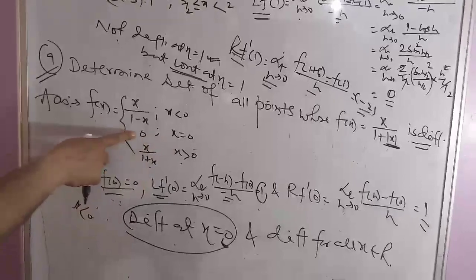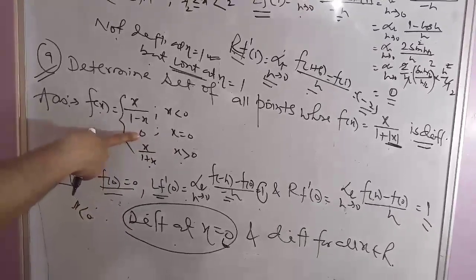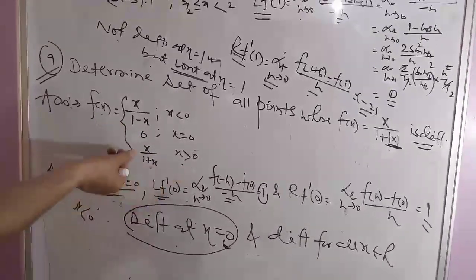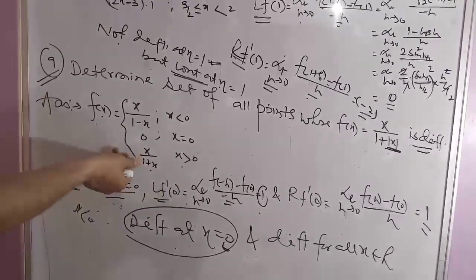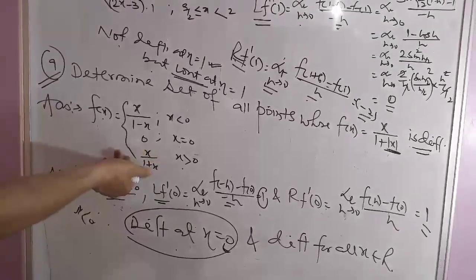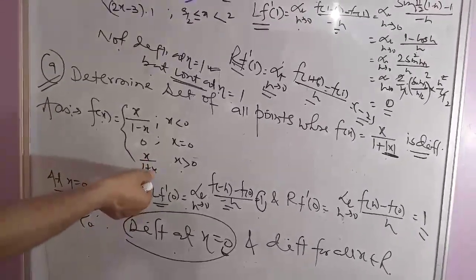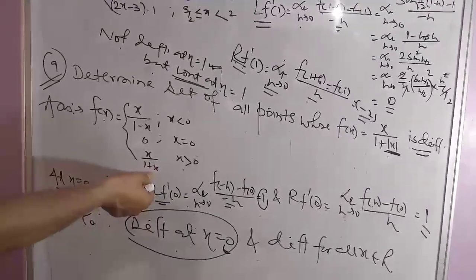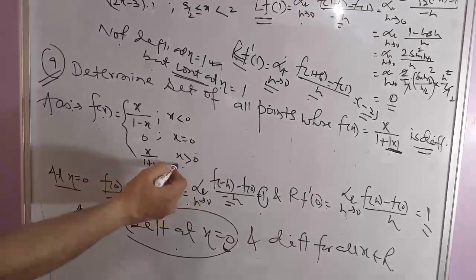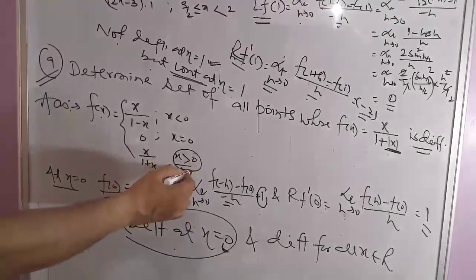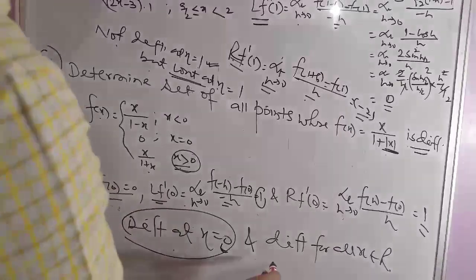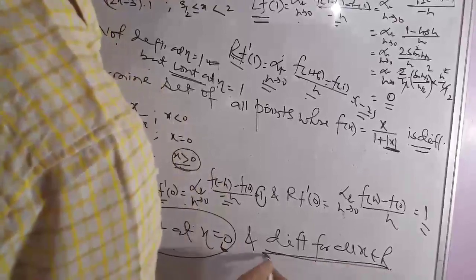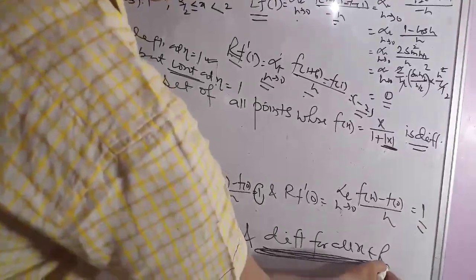At x = 0, f(x) = 0, a constant function, also differentiable. For x > 0, it is a ratio of two polynomials, always differentiable except when the denominator equals 0: x + 1 = 0, x = −1, which does not belong to this interval. So finally we say the function is differentiable for all x belonging to R, the entire real number system.